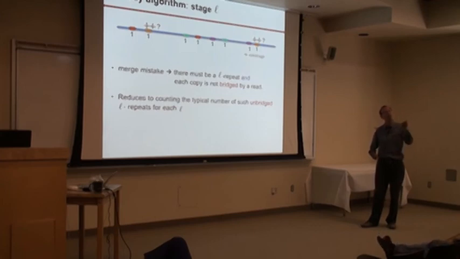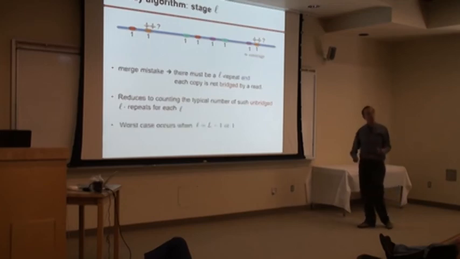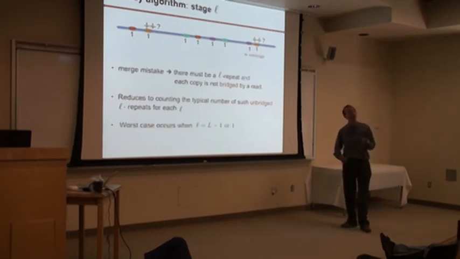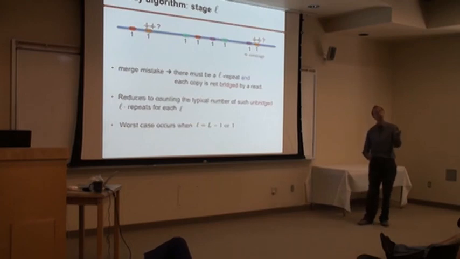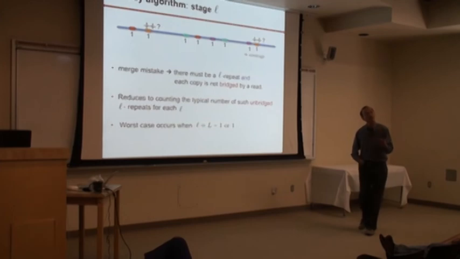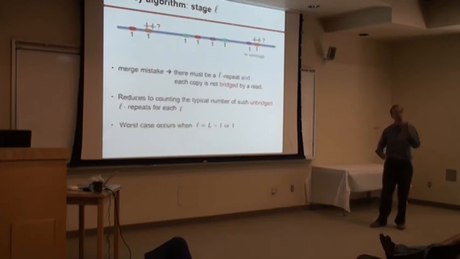So therefore, based on those two necessary conditions, the last stage of the algorithm, stage 1, and the first stage, which is stage L minus 1, are both fine. What happens in the middle? It turns out the worst case always occurs at the last stage and the first stage. So this is a benefit of asymptotic thinking, typical thinking. That is, the worst case only occurs at one stage, turns out always the first and last stage.